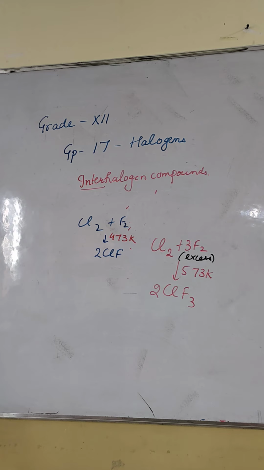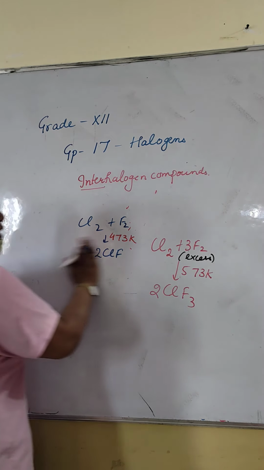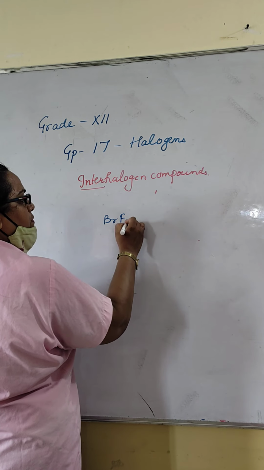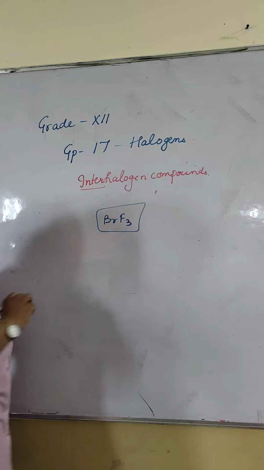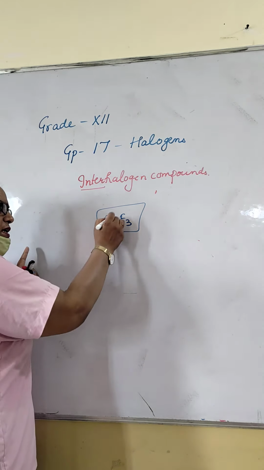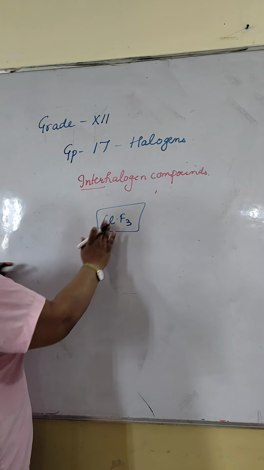ClF3 is a colorless gas. BrF3 is a yellow-green liquid. IF3 is a yellow powder, which means different interhalogen compounds have different shapes. Last, let us discuss the shape of BrF3 on the basis of VSEPR theory. But you can also take ClF3; the same shape will come.